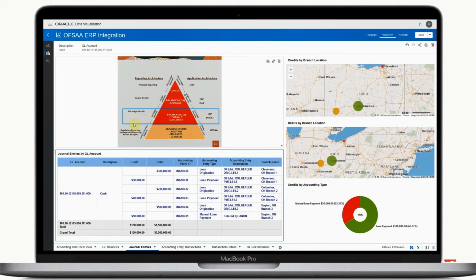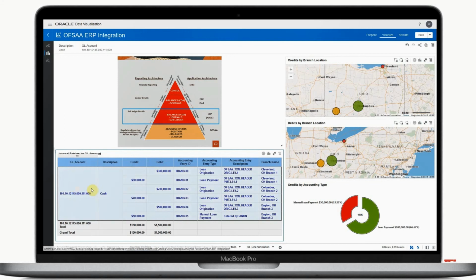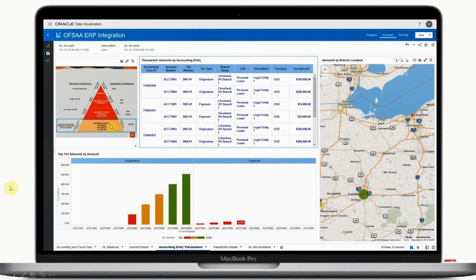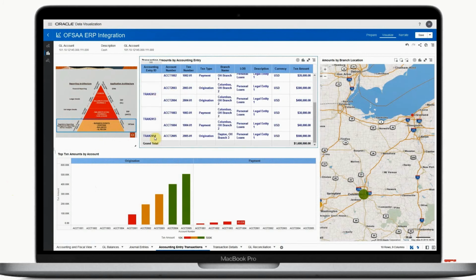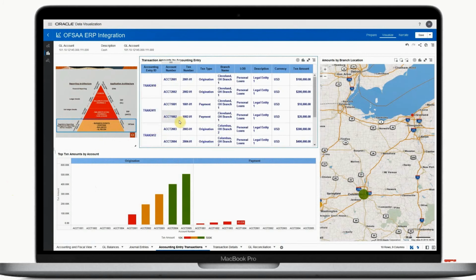So you will be able to see your GL accounts with the related descriptions in a debit and credit format with the related accounting entry ID transactions and accounting entry type, description, branch name. So you will be able to analyze as well with the first level of drill down your balances and your entries by geographical location.